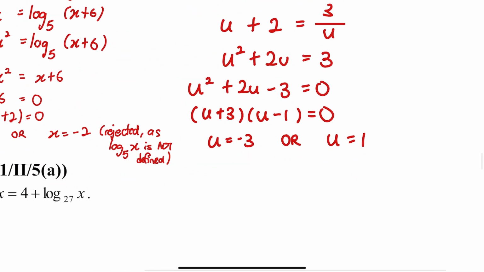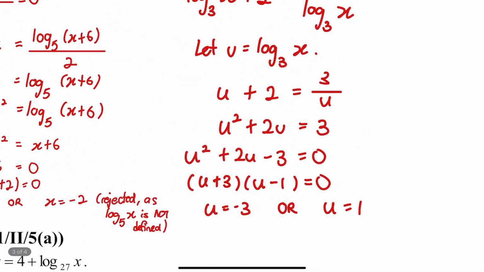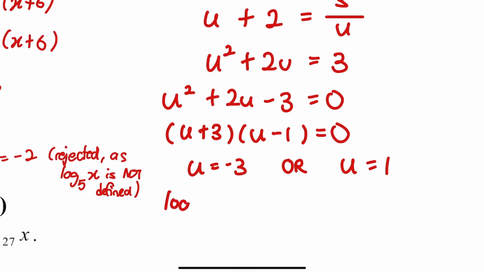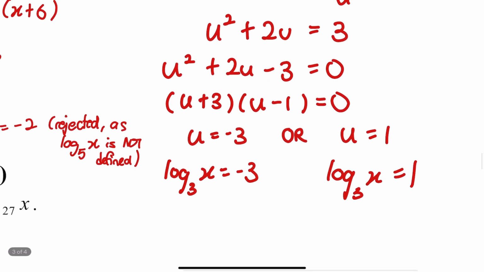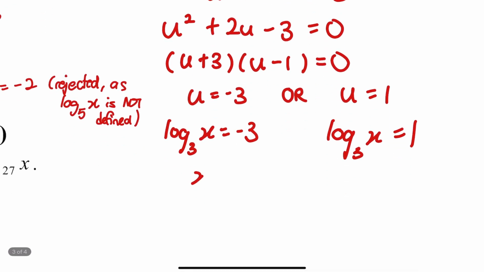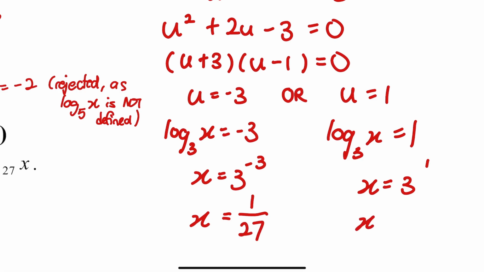From here, since I know that u is given by log base 3 of x, this means that log base 3 of x is equal to negative 3 or log base 3 of x is equal to 1. So do not just reject this negative number just because it's u, because remember, powers can be negative numbers. Okay, so I simply convert this to exponential form. This means that x is equal to 3 to the power negative 3 or x is equal to 3 to the power 1. And this means that x is equal to 1 over 27 or x is equal to 3.